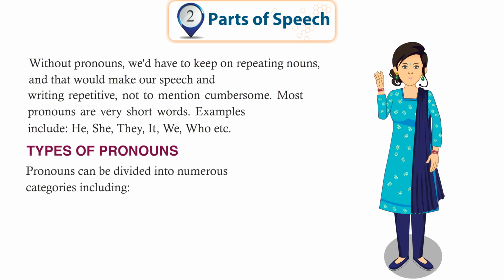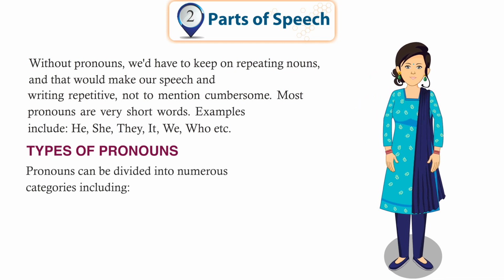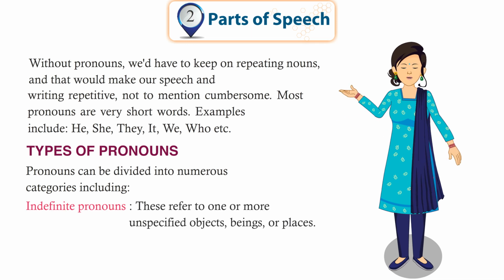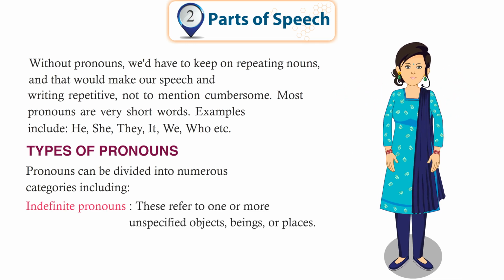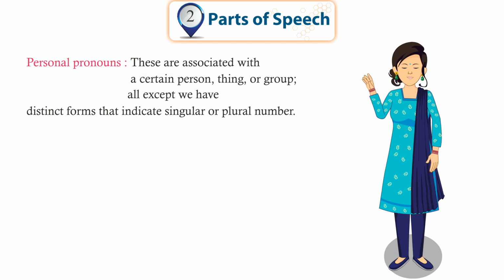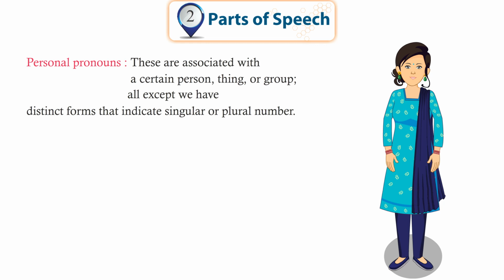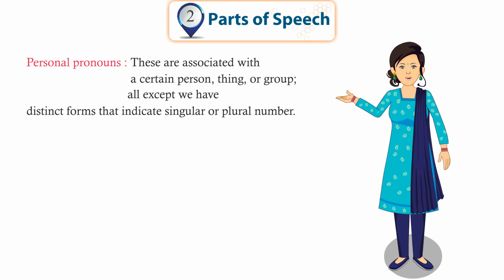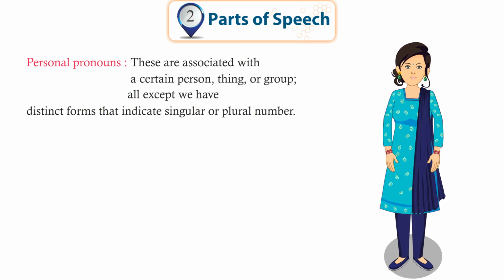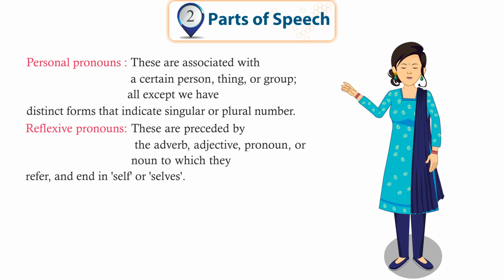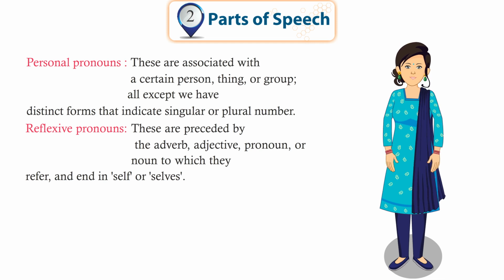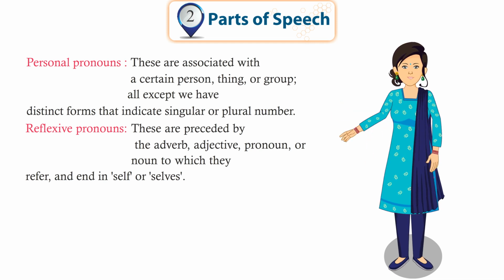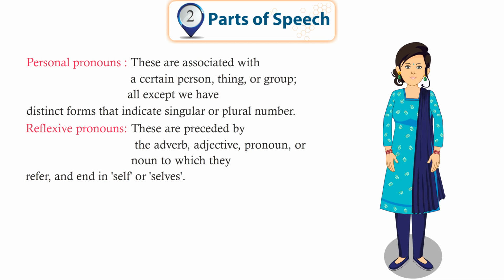Types of pronouns. Pronouns can be divided into numerous categories, including indefinite pronouns. These refer to one or more unspecified objects, beings, or places. Personal pronouns. These are associated with a certain person, thing, or group. All except you have distinct forms that indicate singular or plural number. Reflexive pronouns. These are preceded by the adverb, adjective, pronoun, or noun to which they refer and end in self or selves.